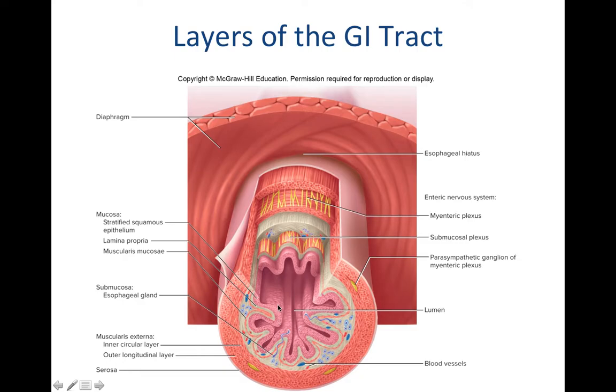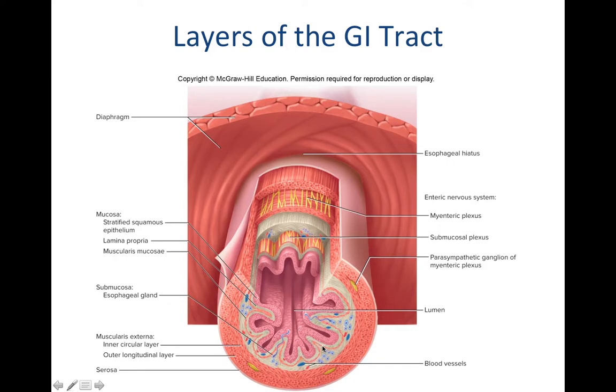So it will be simple columnar epithelium when we're looking at the stomach, for example. But you have some kind of epithelium lining the inner side. Then you have lamina propria. Lamina propria is just the name for the connective tissue that is present in a mucous membrane. And the digestive tract has a mucous membrane on it, so this is the lamina propria.